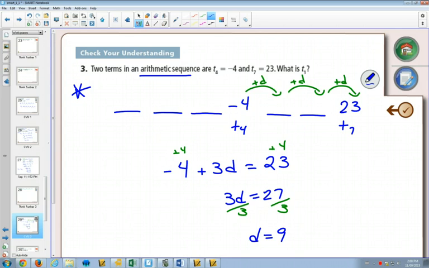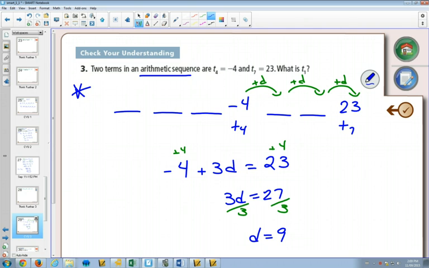When we came up with our strategies for a license plate, we noticed that there was a difference of 24 between the 11 and the 35. And then we divided that by 3 because there was 3 times that we added that. This is the same idea. The difference between -4 and 23 is 27. And we've added d 3 times, so then we can figure out that d is 9.